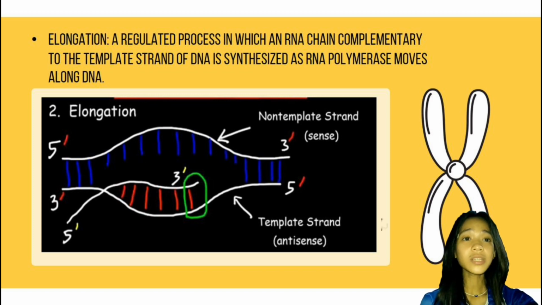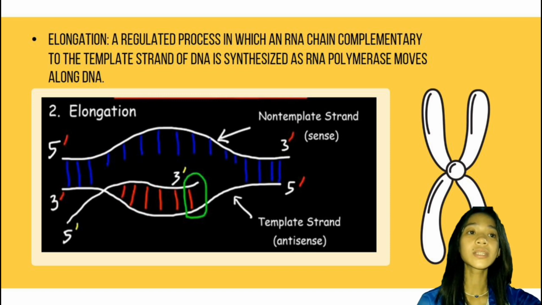The termination sequence is a specific sequence of DNA that signals the end of a gene. Once RNA polymerase reaches the termination sequence, it releases the mRNA strand and detaches from the DNA.